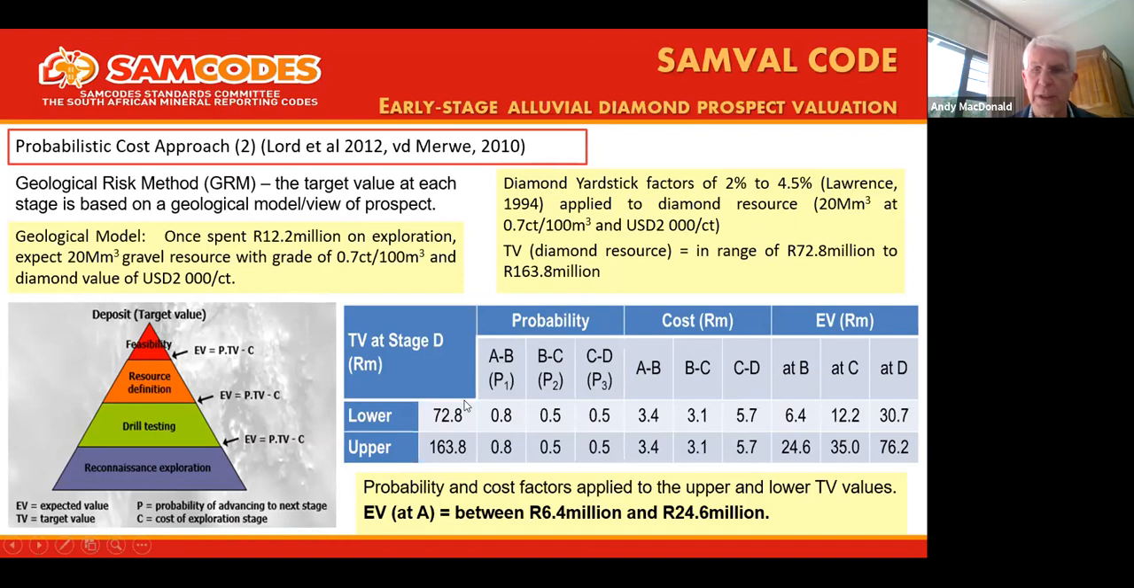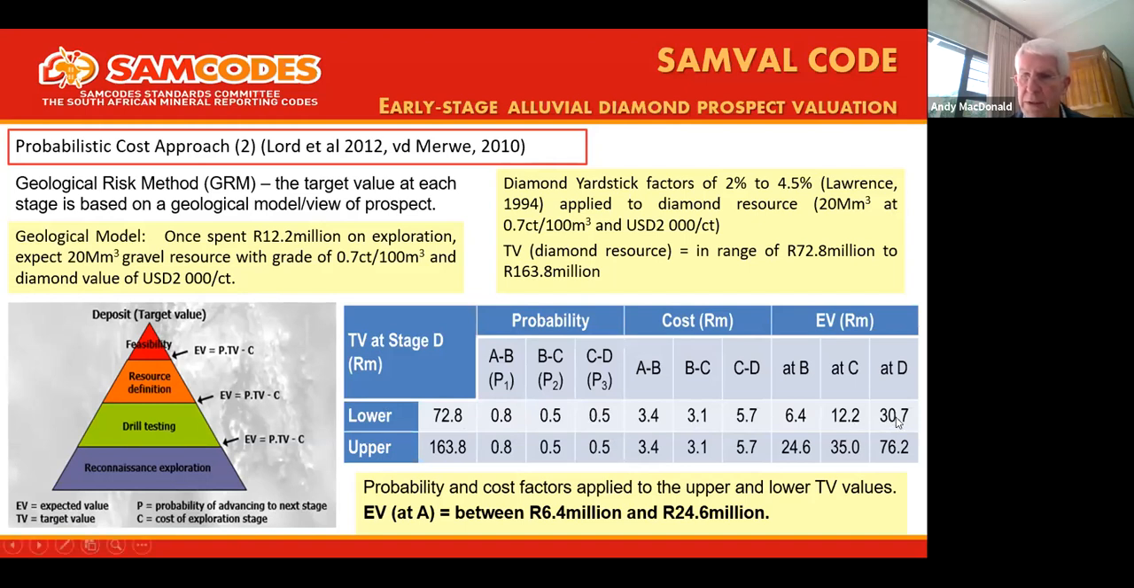So this is how it works. So here are the two values, 72 and 163, as developed from the yardstick method as the target value. And these are the probabilities of moving from each level from A to B, B to C, and C to D. So 0.8, 0.5, 0.5, and again here. So it gets quite complicated, but we take, according to the formula, the target value times the probability less the expenditure, and that gives us the value at D, the expected value.